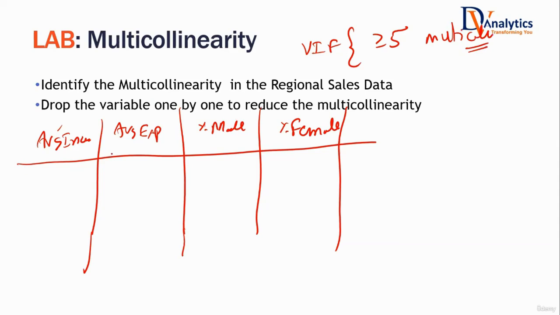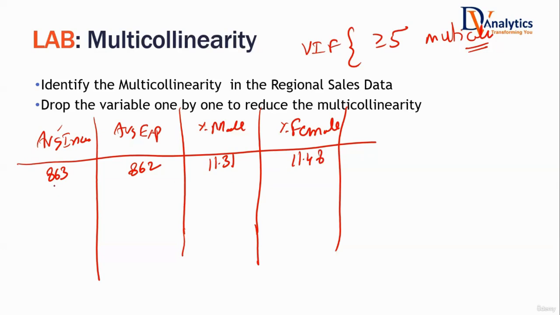So let us calculate the VIF value of each and every variable and give those numbers in the chat window. Average income has a VIF of 863. Average expenses has a VIF of 862. Percentage male has a VIF of 11.31. Percentage female has a VIF of 11.48.